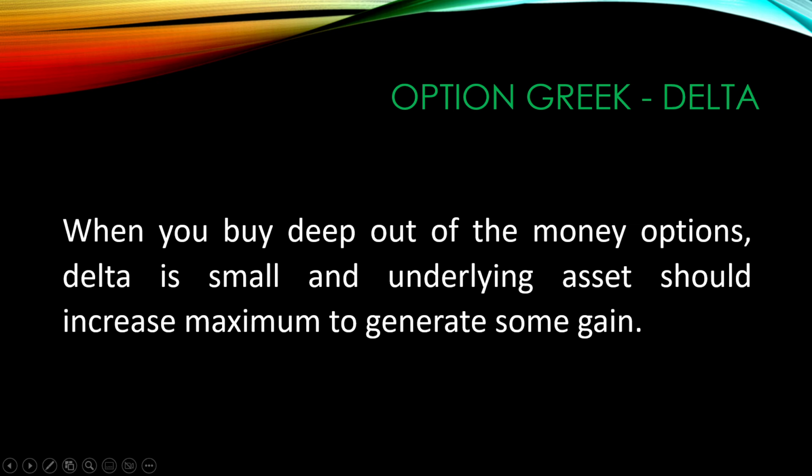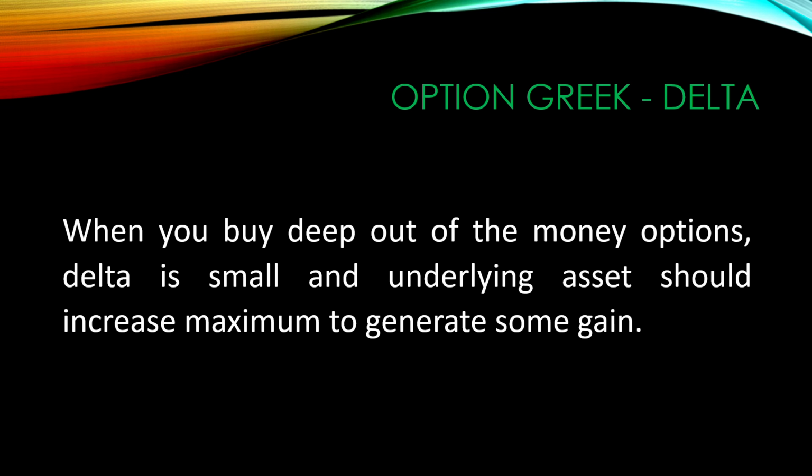So deep out of the money, what does it mean? For example, Tata Motors is trading at 600 now. If you are buying a Tata Motors contract with a strike price of 750, it is deep out of the money. It means the strike price is far away from the actual price of Tata Motors. Actually it is 600 only, but your strike price is 750.